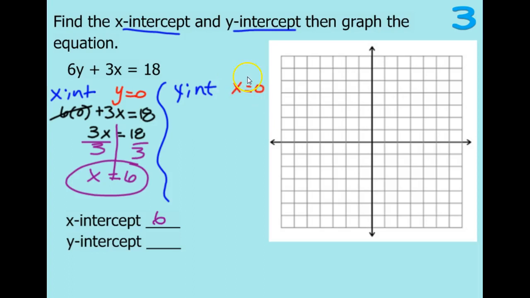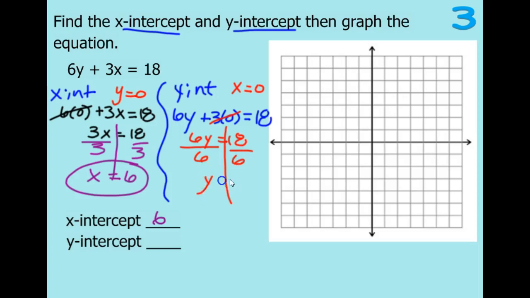Over here, plugging in x is 0, we have 6y plus 3 times 0 equals 18. Anything times 0 is 0, so we have 6y equals 18. And then divide by 6. 18 divided by 6 is 3. So we're going to plot those 2 points, and we're done.